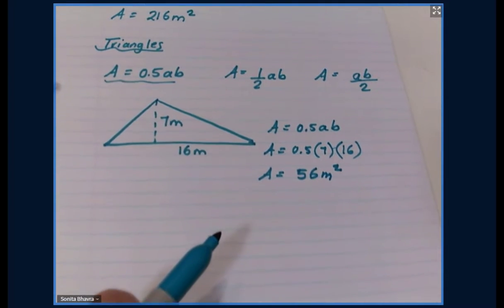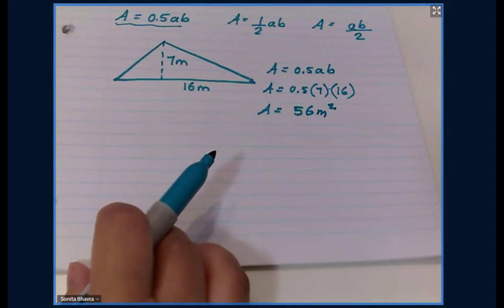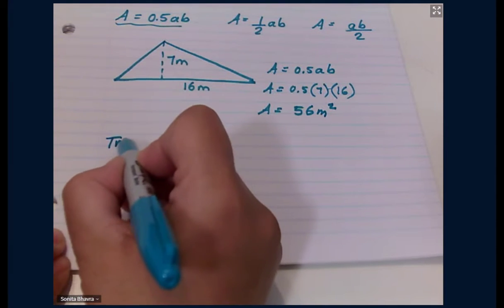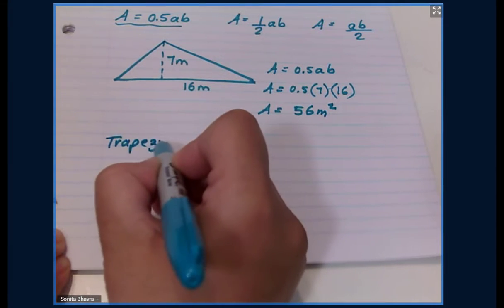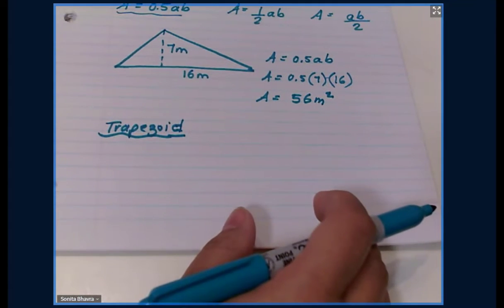And after triangles is trapezoids, and there are two formulas I'm going to show you for trapezoid as well. Trapezoid has two formulas that you can use.